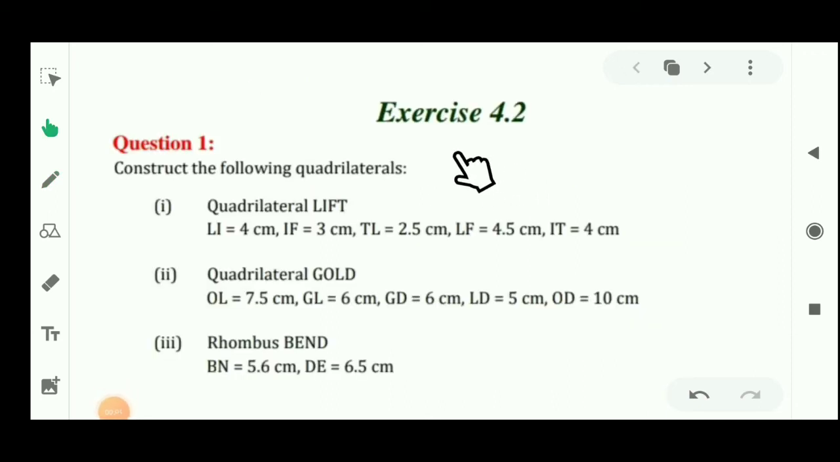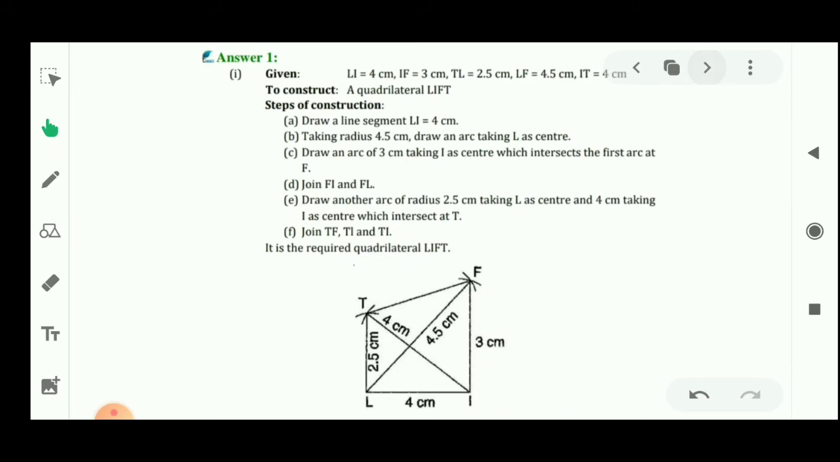Now students, let's see the exercise number 4.2. In the question number 1, construct the following quadrilaterals. There are 3 parts in this question. In the first part you have to construct the quadrilateral LIFT, in the second part you have to construct the quadrilateral GOLD, and in the third part you have to construct the rhombus which is BEND. Let's see the first part of the given question.